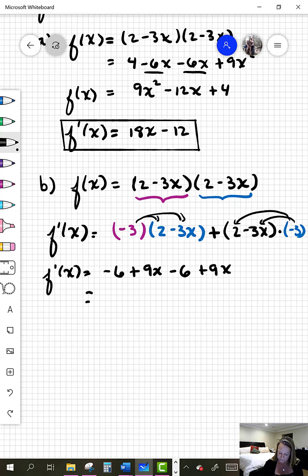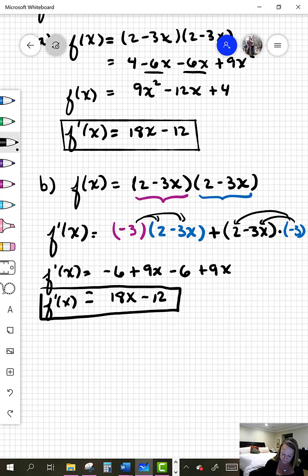So combining like terms, we have 9x plus 9x is 18x, and negative 6 minus 6 gives us negative 12. If we did this and got a different answer than the above, then something was off.